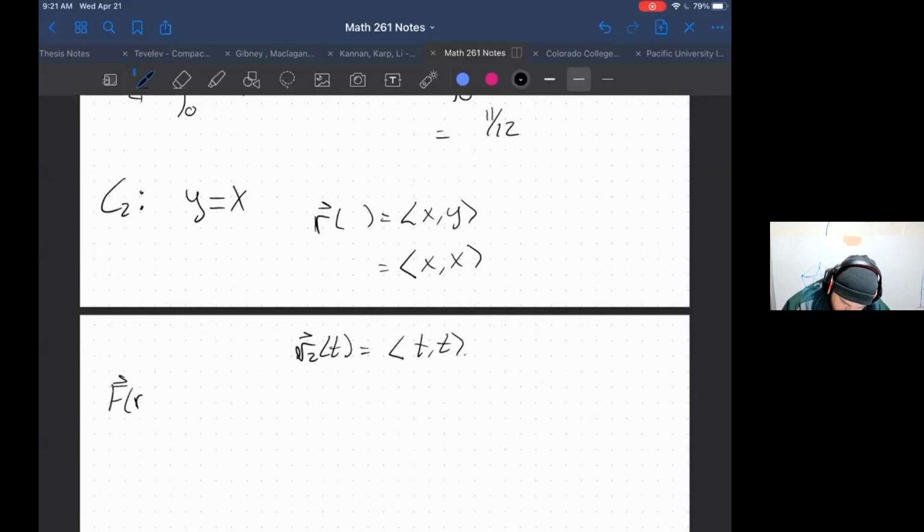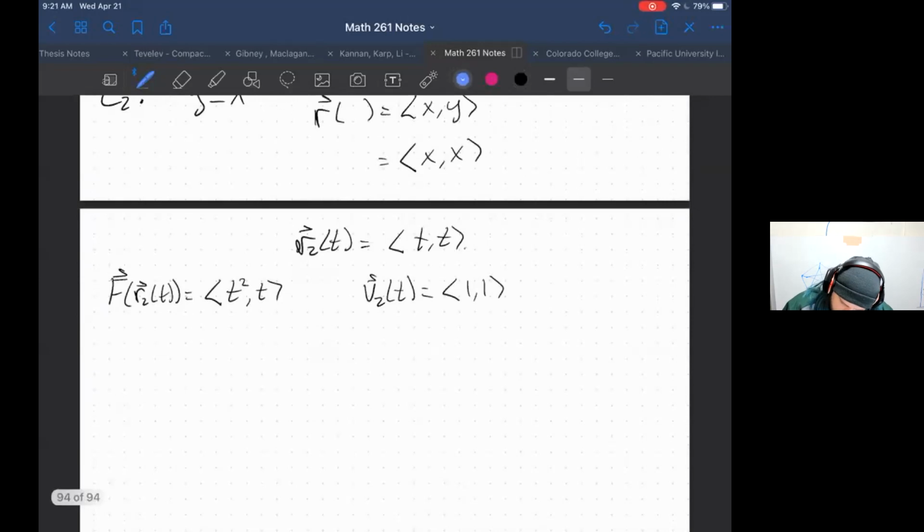We get our vector field f of r2 of t by plugging t's in everywhere. Remember, our vector field was x times y comma x. So we get t squared comma t. We need the velocity vector in this case also, so we get 1 comma 1. And if we're thinking of this in terms of m dx plus n dy, we can write these out.